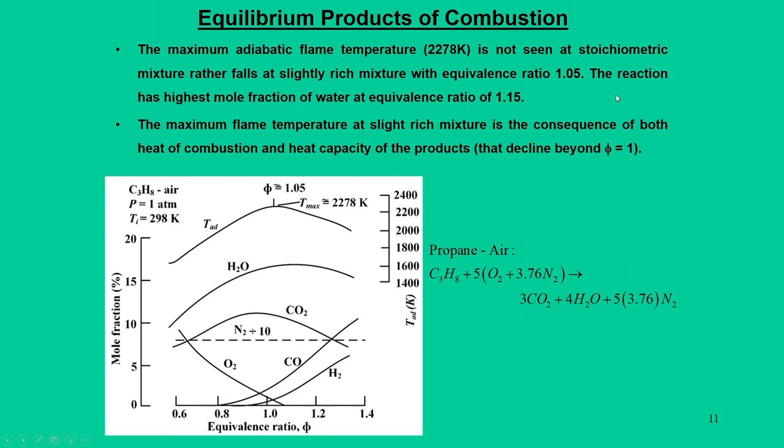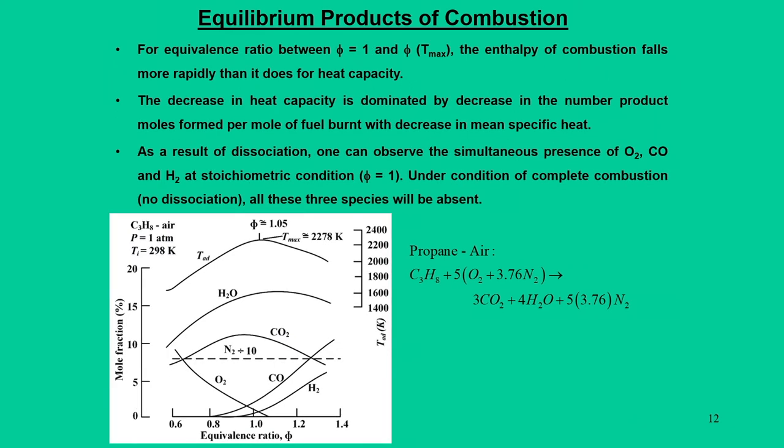So, what I have observed is that at an equivalence ratio of 1.05 we see the maximum adiabatic flame temperature, but the highest mole fraction is obtained at some higher equivalence ratio of 1.15. The maximum flame temperature is observed when the mixture is slightly rich. Another consequence we can draw is that for equivalence ratio between phi equal to 1 and phi at T max, the enthalpy of combustion falls more rapidly. This is one of the reasons why the maximum mole fraction for H2 is formed at a higher equivalence ratio. That is because the decrease in heat capacity is dominated by the decrease in the number of moles formed per mole of fuel burnt, with the decrease in the mean specific heat.